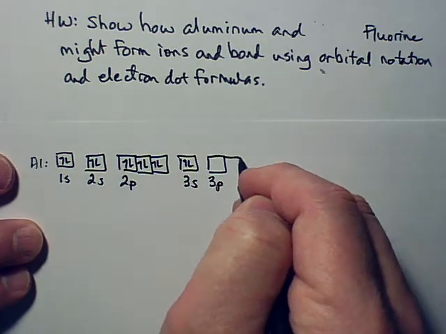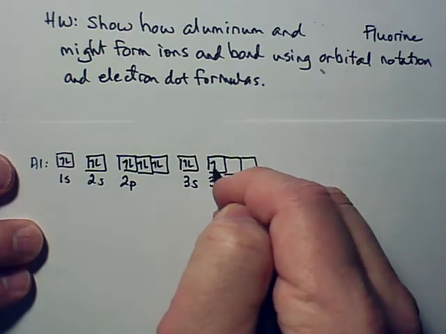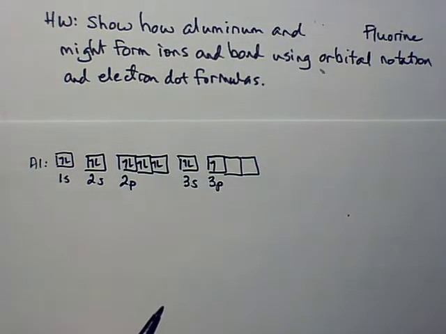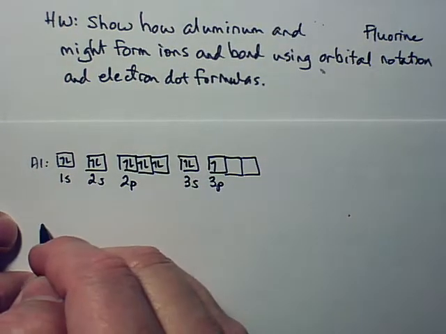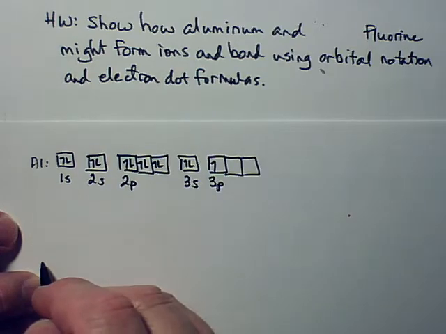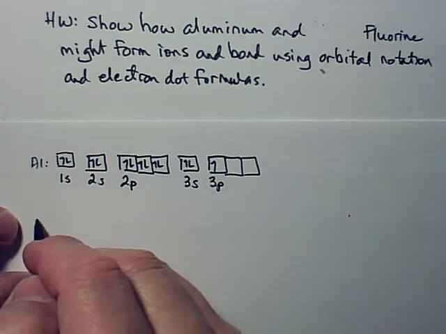Remember, the boxes are there, the orbitals are there, even if I only have 1 electron in that sublevel. Okay, so that's aluminum. We're putting it together with fluorine. Let's see, how do I want to do this? I'm going to put fluorine right here.